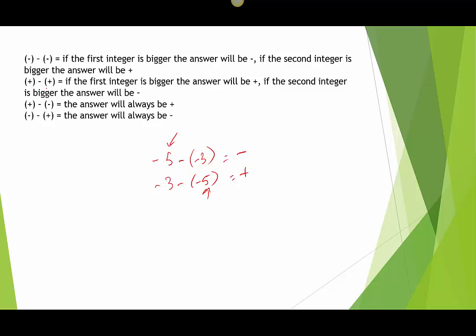Positive minus a positive, the exact same rules. Positive 5 minus a positive 3: this is bigger, so your answer is going to be positive. Positive 3 minus a positive 5: this is bigger, so your answer is going to be negative.